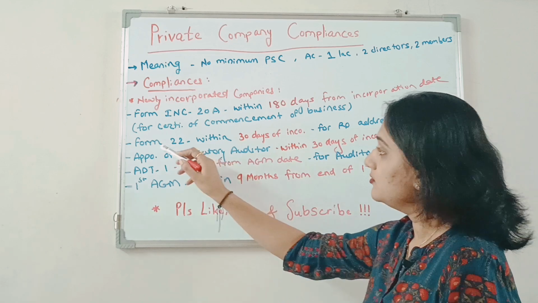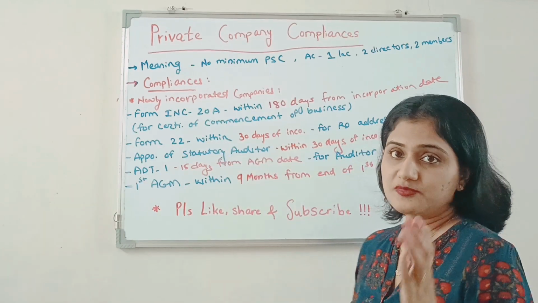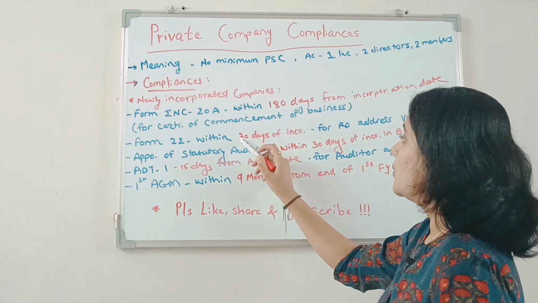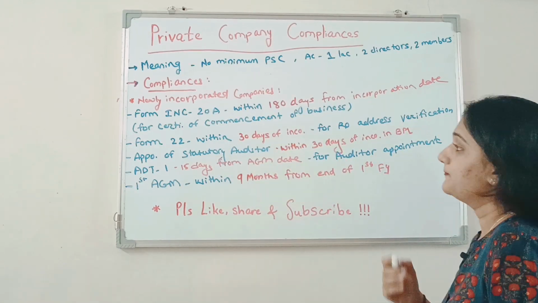Coming to next, form INC 22. This form is particularly for verification of the registered office of the company. The timeline is within 30 days of the incorporation.